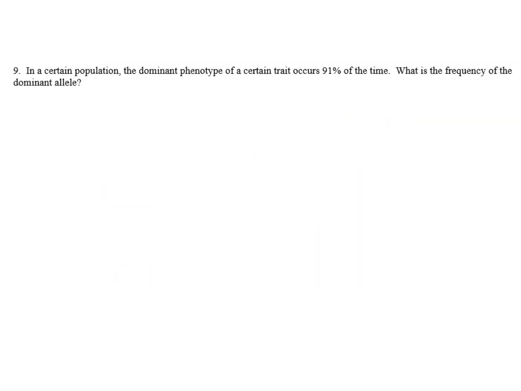All right, so we're going to do 9, and 9 is going to help us figure out a little bit what these PQs mean. So it says in a certain population, the dominant phenotype, which again has the letter P, of a certain trait occurs 91% of the time. What is the frequency of the dominant allele? So this time it is asking for a frequency, which could be a percent or those decimal places. It's not asking for how many individuals.